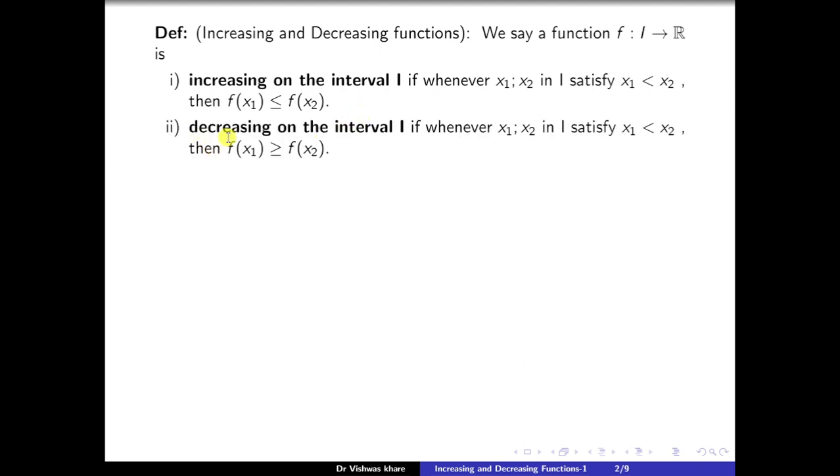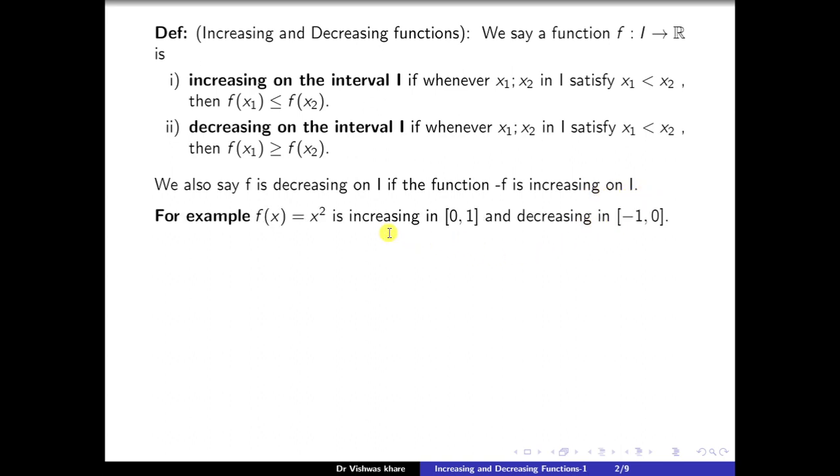Similarly, we say f is decreasing on interval I if whenever we are having 2 points x1, x2 in I satisfy x1 is less than x2, then f(x1) is greater than or equal to f(x2). That is, the value of function at x1 is greater than or equal to value of function at x2. We also say f is decreasing on I if the function minus f is increasing on I.